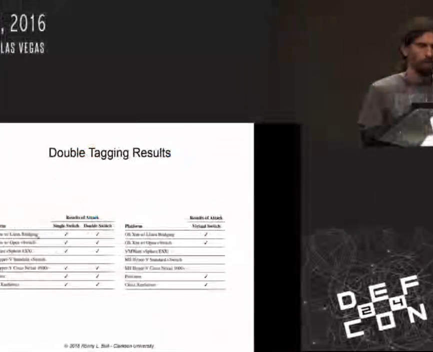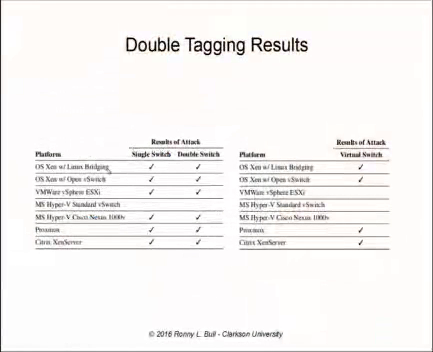Okay. So overall results of this, the first set of charts there on the left-hand side show the Open vSwitch, Linux bridging, pretty much everything worked for going in. So this is trying to get into, to attack, a virtual machine on another VLAN inside of a virtualized network. So it worked on every single environment except for the standard vSwitch for Hyper-V.